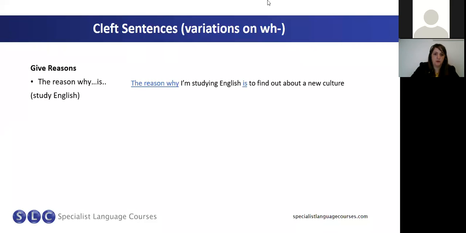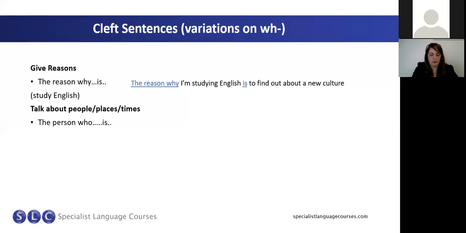We can also use these cleft sentences to talk about people, places, or time. So for example, you can say the person who is. Now this is an interesting one. What can you write here? The person who you admire the most.